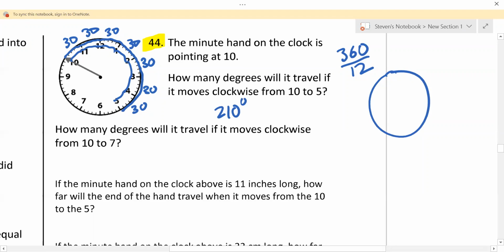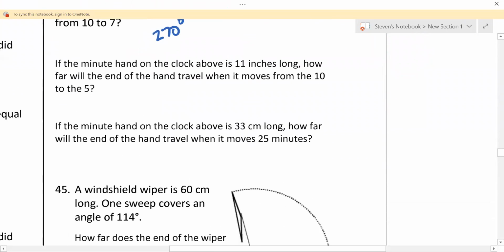How many degrees will it travel if it moves clockwise from 10 to 7? Well, aren't I just adding another 30 degrees on, right? I just go 2 more times. If it goes from 10 to 7 instead of 10 to 5, I'm just adding 60 degrees on. So that's going to be 270 degrees. And if I kept going, it would be 300 degrees, 330 degrees, and then finally 1 more time all the way back to the start would be 360 degrees. All right, let's go to these questions here.